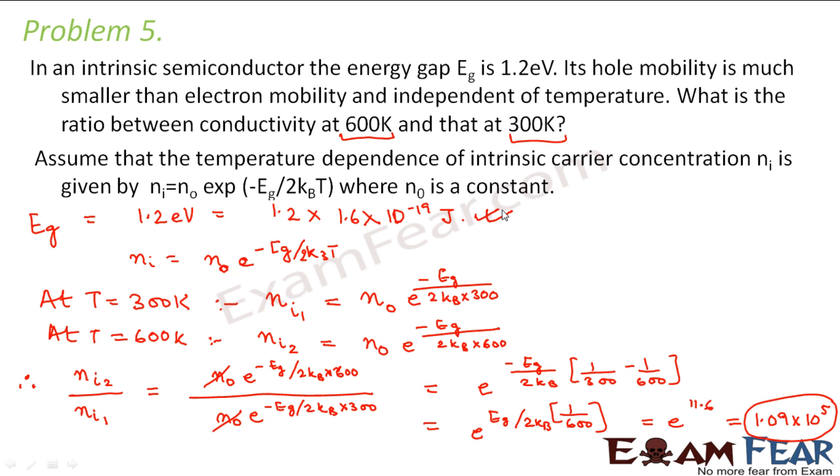So here we have put the value of Eg as this, and kB. What is kB? kB is the Boltzmann constant, which is 8.62 × 10^-5 electron volt per Kelvin. Or if you want to write it in joule per Kelvin, then divide it by 1.6 × 10^-19.